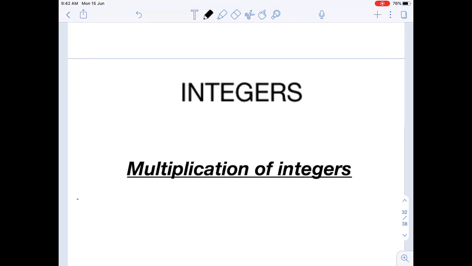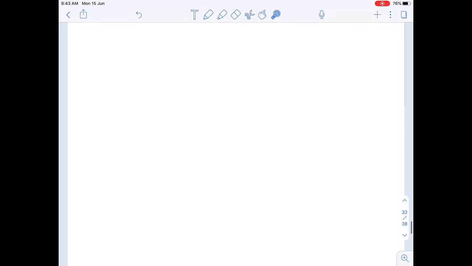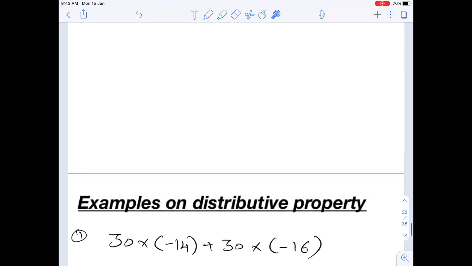So students, last time we started a chapter, that is integers. In the previous period we learned about multiplication of integers. Before that we learned some multiplication properties, just like closure property, commutative property, associative property, distributive property. So today we are going to learn some more examples based on the distributive property.